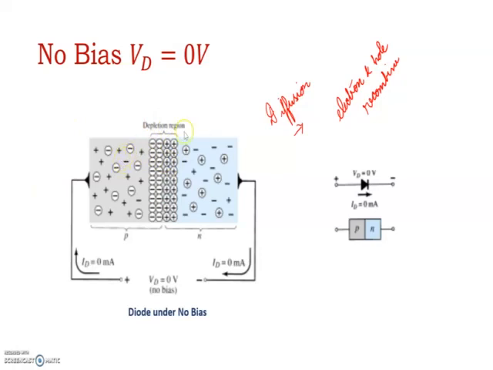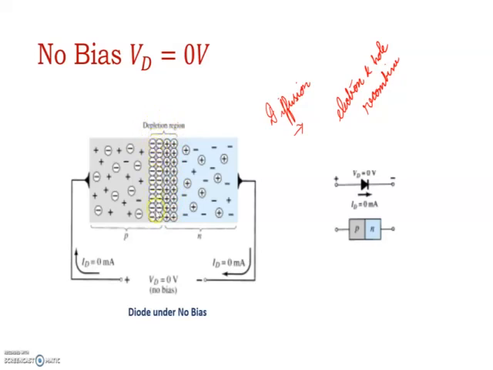We can see, right? What happened? The holes from the P side get into the N side. Similarly, electrons from the N side get into the P side. So thereby at the junction, we don't have any free charge carriers. Only ions will be present. Now look, in the N side we have positive ions, in the P side we have negative ions.